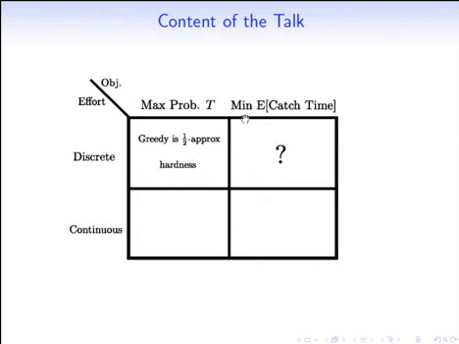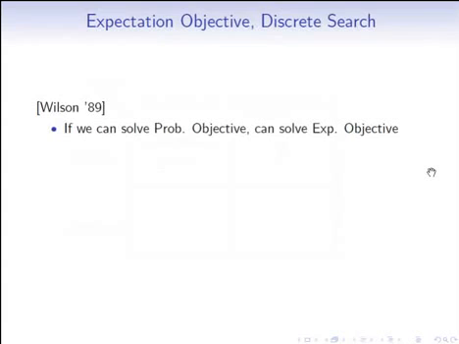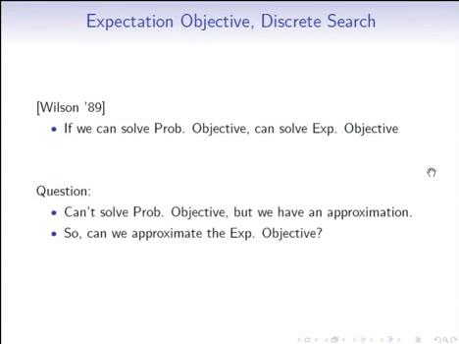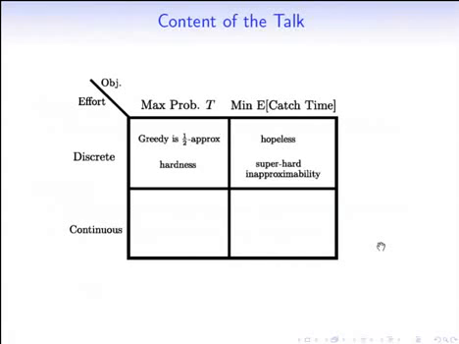So let's move on to the other objective function that we talked about, minimizing the expected catch time. What can we say about that? Wilson showed that if you can solve the probability objective problem, then you can solve the expectation objective problem as well. Well, we've just shown that you can't solve the probability objective problem, but we do have an approximation algorithm for it. So does that mean that you can approximate the expectation objective problem as well? And it turns out that this problem is hopelessly hard. In fact, we're going to show a super hard inapproximability result for this problem.